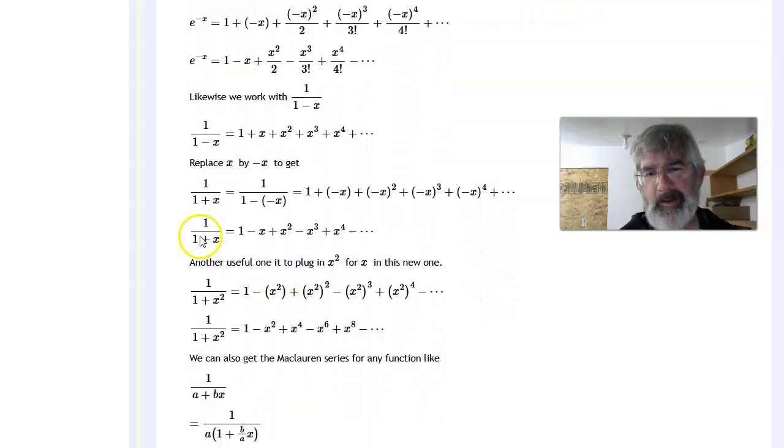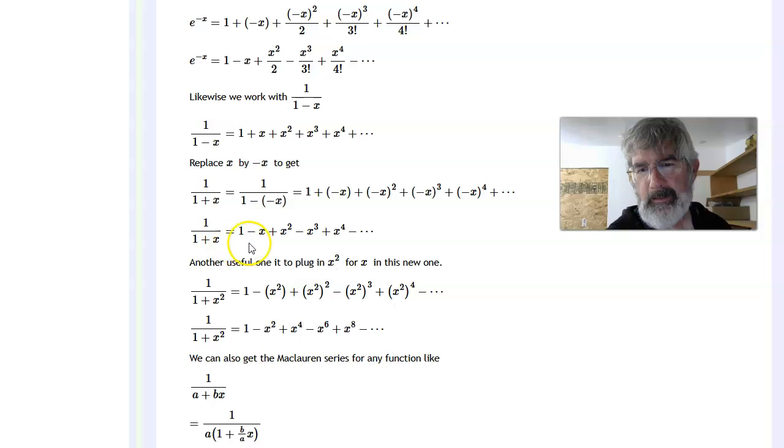And so now that I've got this 1 plus x, what if I replace all my x's by x squareds? And notice, again, I'm looking at the interval from minus 1 to 1, and if you take a number between minus 1 and 1 and square it, you're still between minus 1 and 1. So it makes sense here for me to do this as long as x is within the interval of convergence of this Taylor series or Maclaurin series.